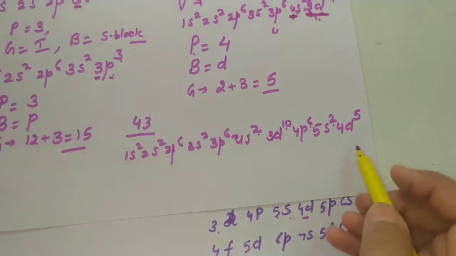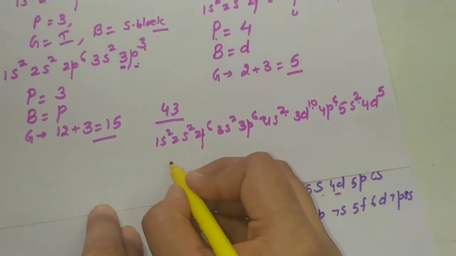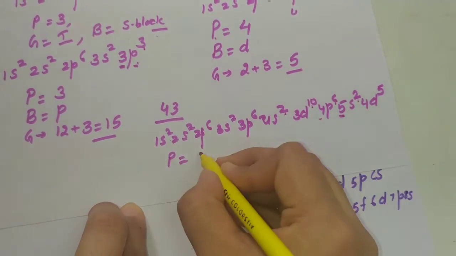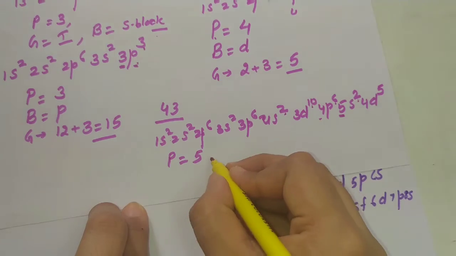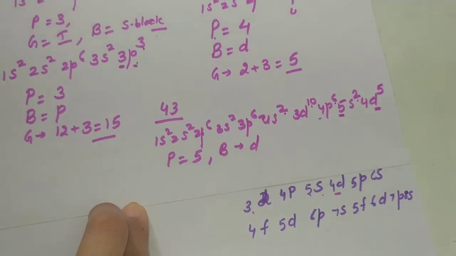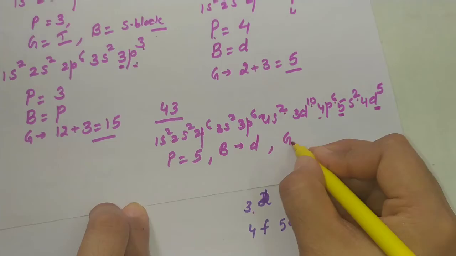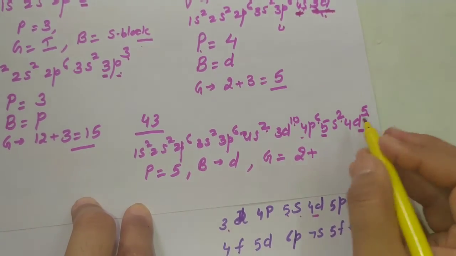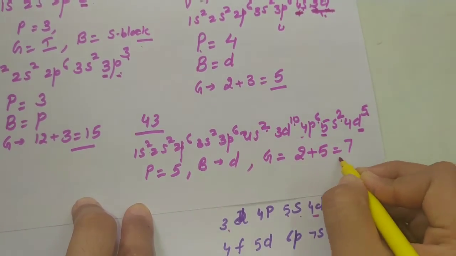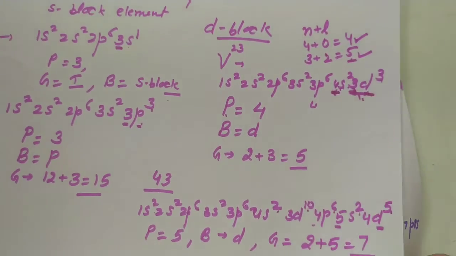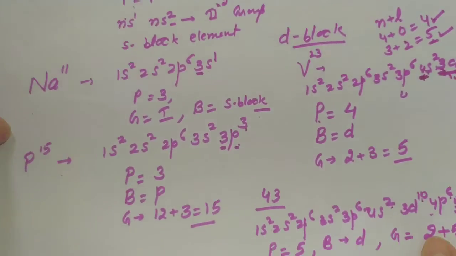Okay. Now write the period. The last electron enters which shell? 5th. So period is 5. Block: in this case it is a D block element. Group is equal to 2 plus the number of electrons in the D subshell, 5, which is equal to 7. You verify this answer and find out whether this trick is applicable to all elements or not.